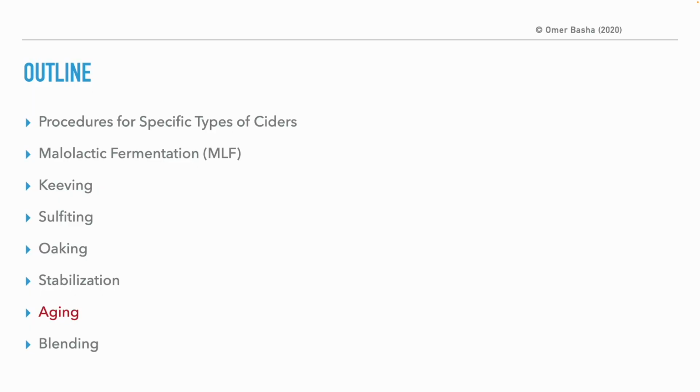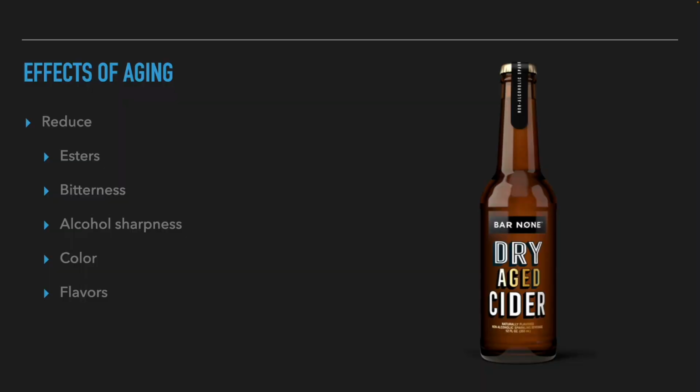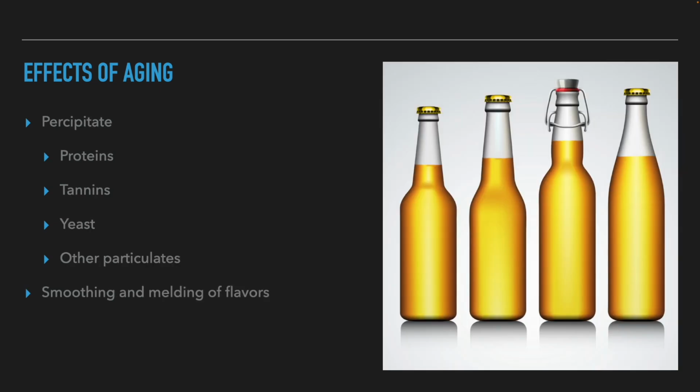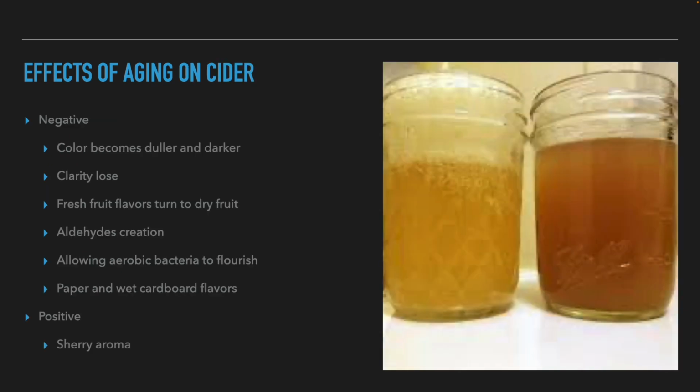After stabilizing and clarifying the cider, let's move on to talk about the effects of aging on the cider. Aging cider causes the following: esters, bitterness, and flavor intensity decrease. The alcoholic taste becomes softer and rounder, and the color becomes a little lighter as a result of sedimentation of substances. On the other hand, proteins, tannins, and yeast and other substances settle in the bottle, and the flavors become smoother and more unified. If there is contact with oxygen while aging, more negative effects will occur.